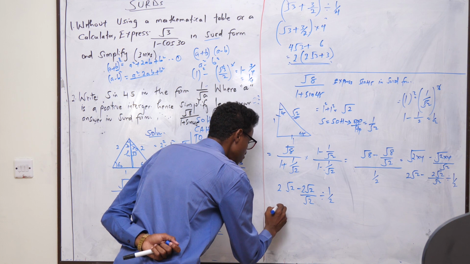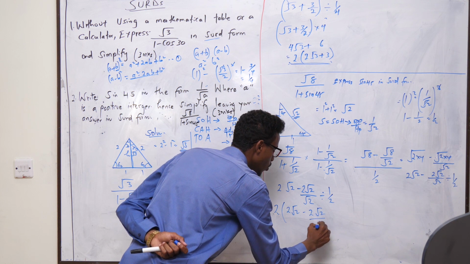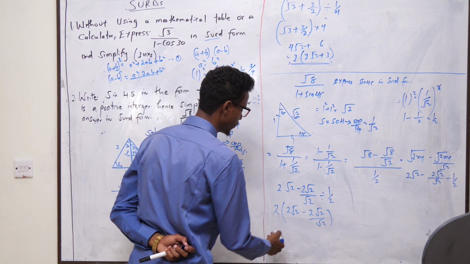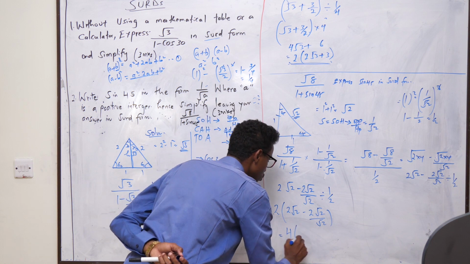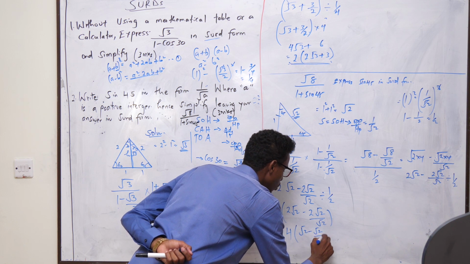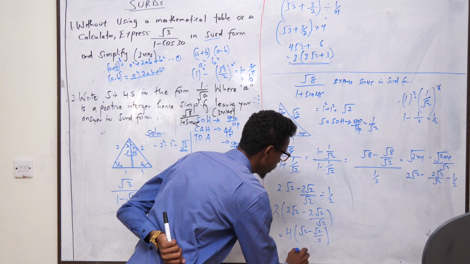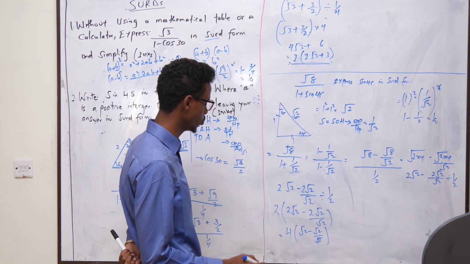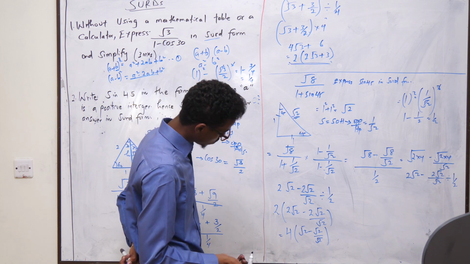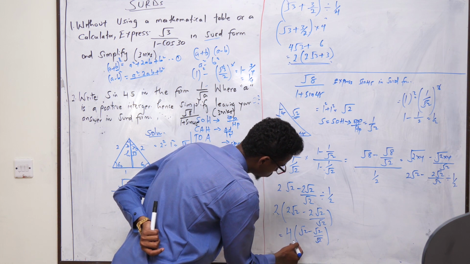It will be 2 into bracket 2 root 2 minus 2 root 2 over root 2. Now 2 is a common factor, so we can factor it out. It will be 4 into bracket root 2 minus root 2 over root 2. Now root 2 divided by root 2. Now finally, 4 root 2.